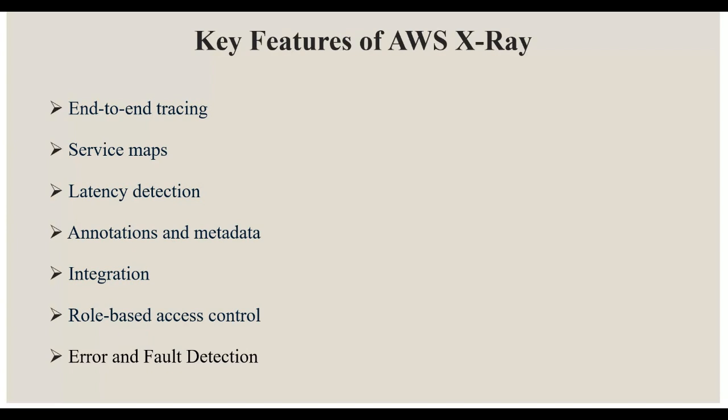The next is service maps. It shows how services are connected in an application's architecture. The next is latency detection. Latency detection shows where latency occurs in the services. Sometimes issues occur or there may be delays. It shows where latency occurs in the services.